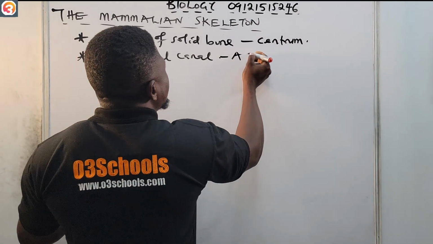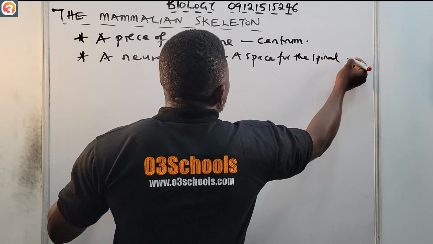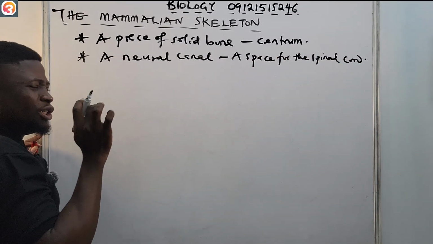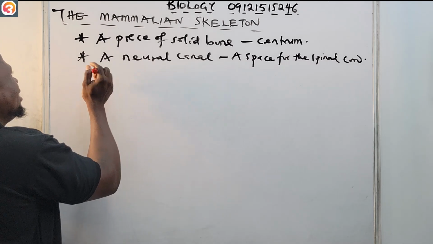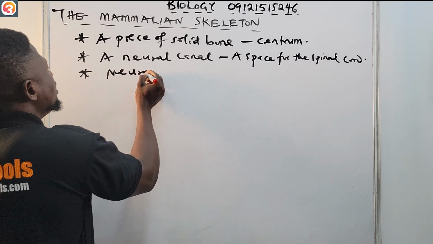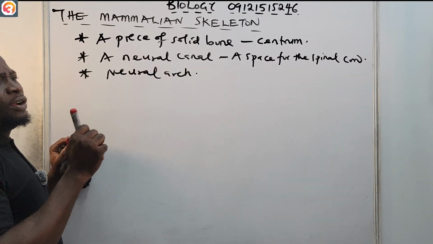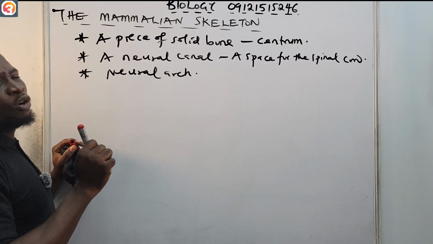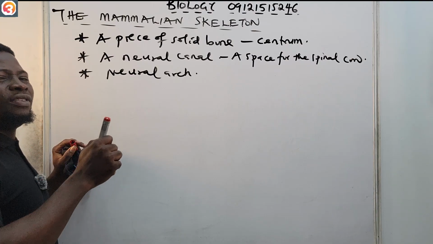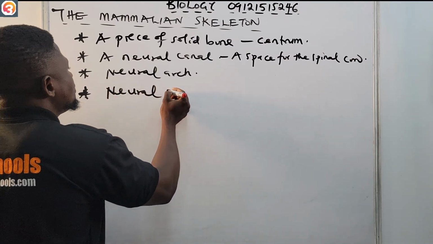Okay, this one is a space for the spinal cord. Also, this neural canal is surrounded by the neural arc. A neural canal is surrounded by what? By the neural arc. And also a vertebra consists of what? Of the neural spine. A vertebra consists of the neural spine also.